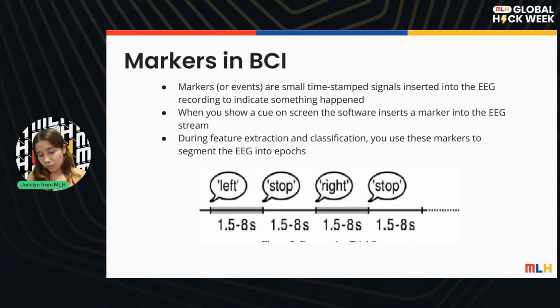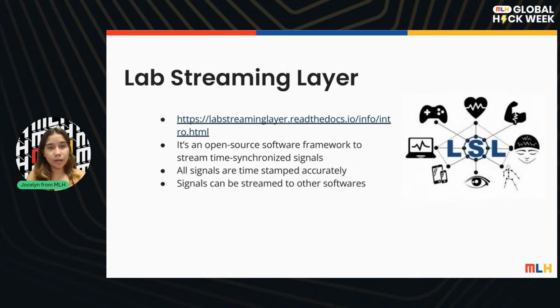Okay, so moving on, now that we learned about markers, we're going to learn a bit about Lab Streaming Layer. It's related to EEG signals, and it is an open source software framework to stream time synchronized signals. So it's not only brain signals, it can be used for any sort of signals. It can be heart signals, muscular signals, brain signals like the ones we're using, and so on.